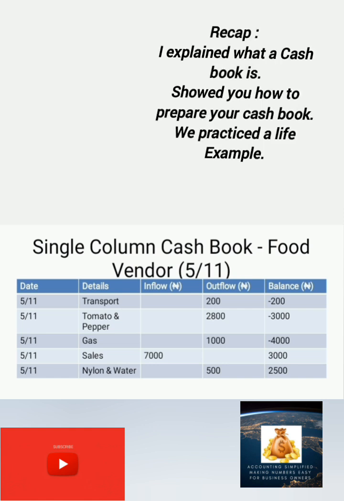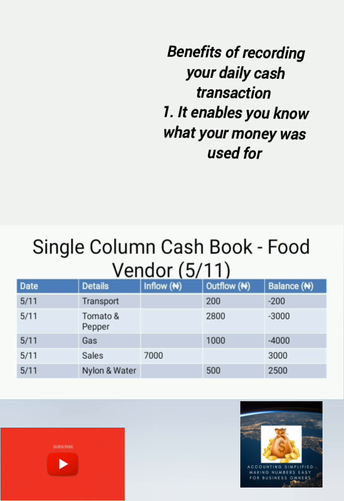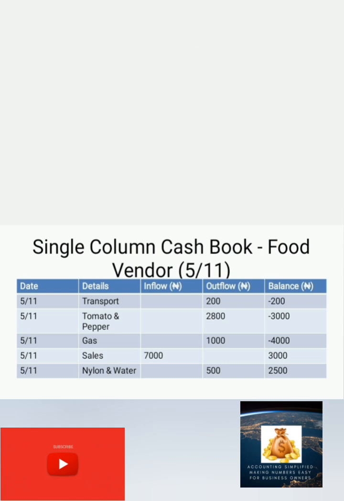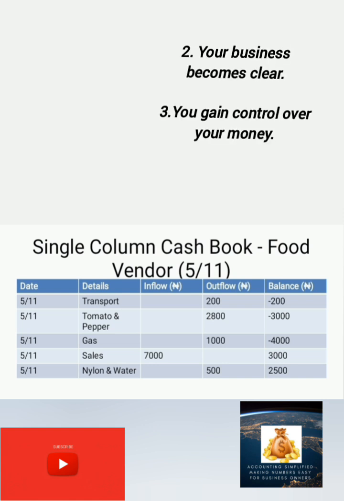So let's kindly recap what we've talked about so far. We talked about the cash book. A cash book is a diary where you record your money in and your money out. I also showed us the format, and the format contains 4 columns: the date of the transaction, the description describing what transpired, money in, money out, and then your balance. So with that, you can now prepare your cash book. Money in is money you receive from your customers. Money out is the money you spend, you as the owner of the business.